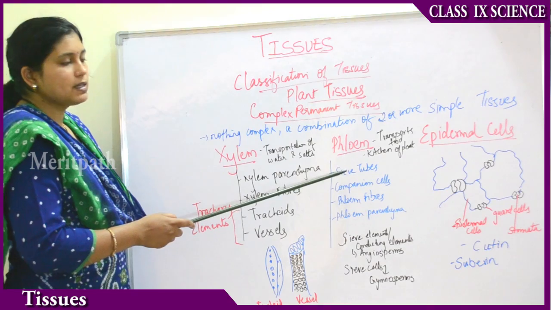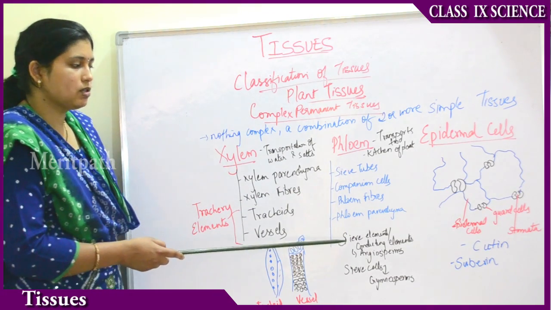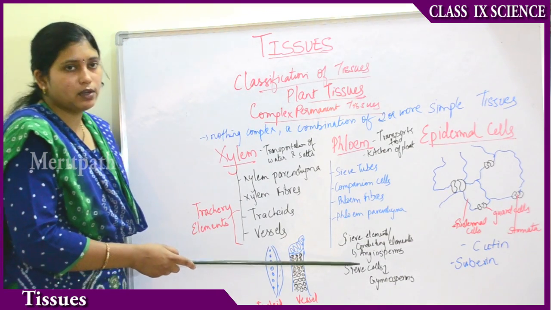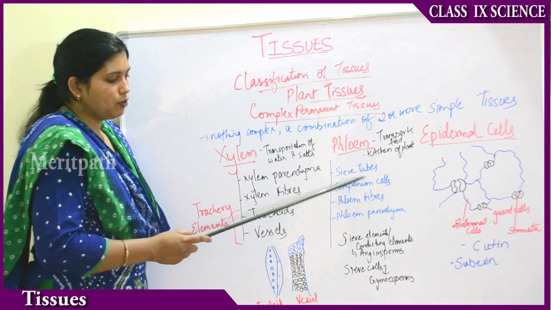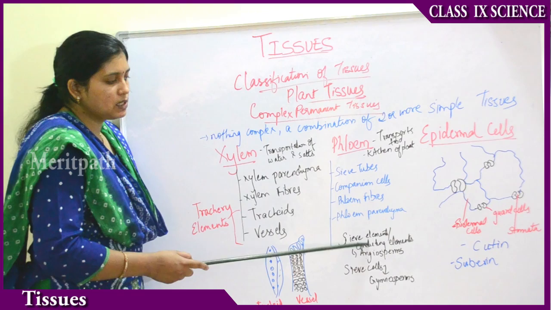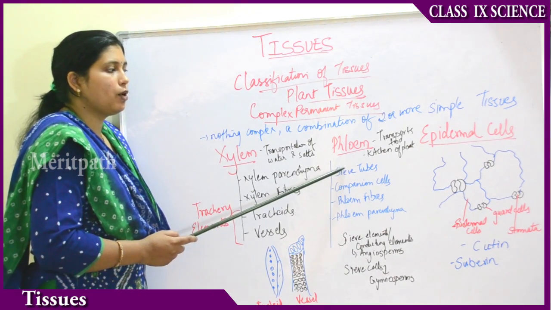Sometimes sieve tubes can also be called sieve elements. Sieve elements are also known as conductive elements of the plant. Sieve elements are found in angiosperms, whereas sieve cells are found in gymnosperms. Whether they are sieve tubes or sieve cells, they are primitive and the function is similar. So this is about phloem.